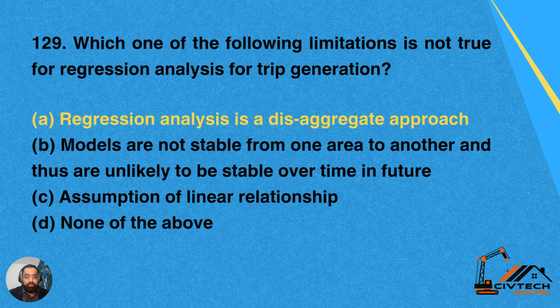129. Which one of the following limitations is not true for regression analysis for trip generation? Option A, regression analysis is a disaggregated approach. Option B, models are not stable from one area to another area and thus are unlikely to be stable over time in future. Option C, assumption of linear relationship. Option D, none of the above.